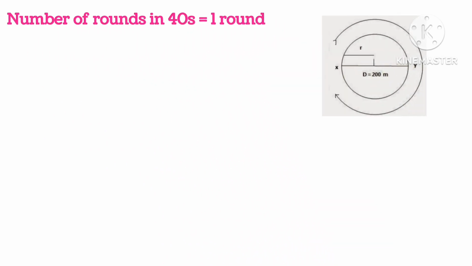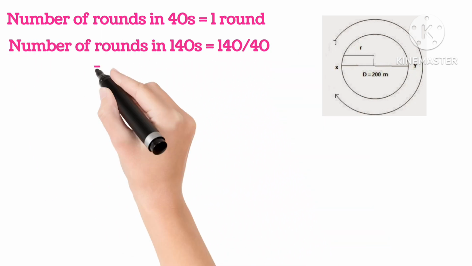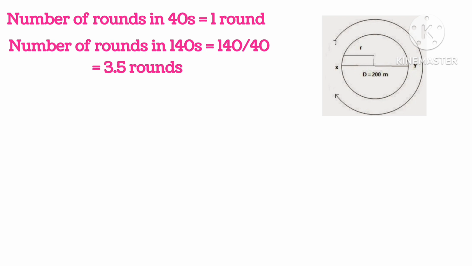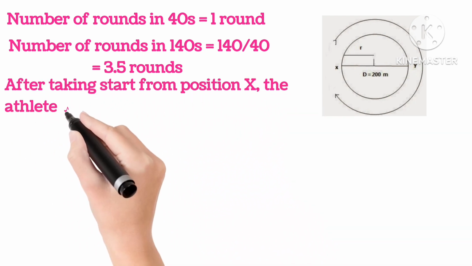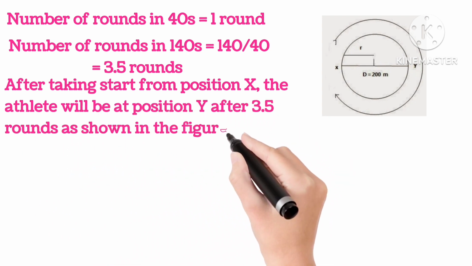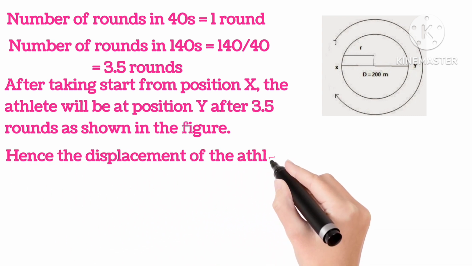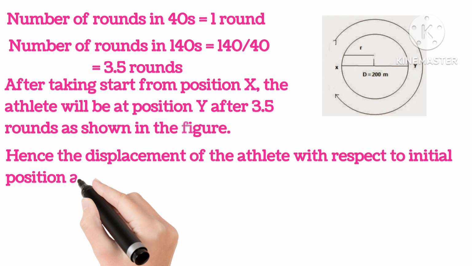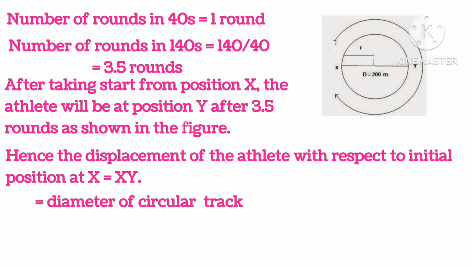Now the number of rounds in 40 seconds is 1. So the number of rounds in 140 seconds will be 3.5 rounds. After taking start from position X, the athlete will be at position Y after 3.5 rounds, as shown in the figure. Hence, the displacement of the athlete with respect to the initial position at X will be XY, which is the diameter of the circular track. And we know the diameter is 200 meters.